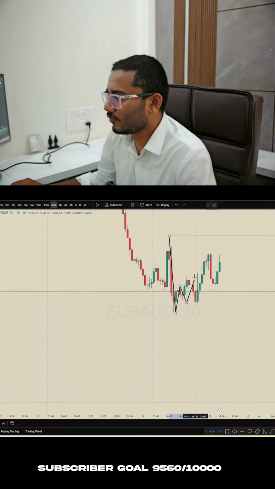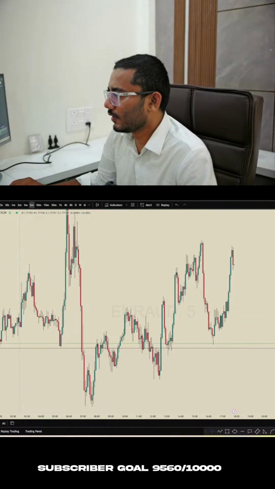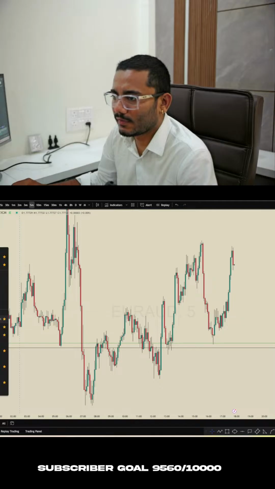Here we can see price swept this low and this candle pushed this candle. It swept out the liquidity and now price has tapped this area. So we can expect this to go to the upside. So let's see on lower time frame. Here we can see the price has already mitigated this area.